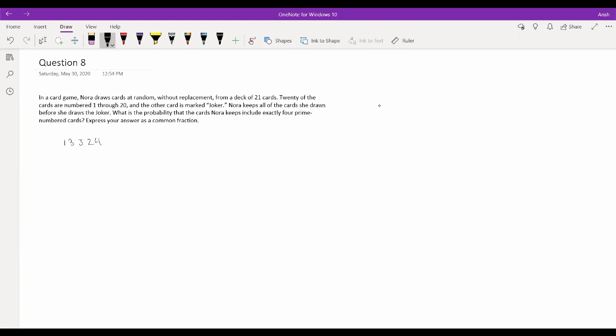And this remains the same if we remove all the non-primes. Since we only want to find the permutations where there are 4 prime numbers before the joker, we can just ignore all the composite numbers and 1. So from 1 through 20, where are the primes? There's 2, 3, 5, 7, 11, 13, 17, and 19. So we have 8 primes plus the joker, so that would make 9 cards in total.